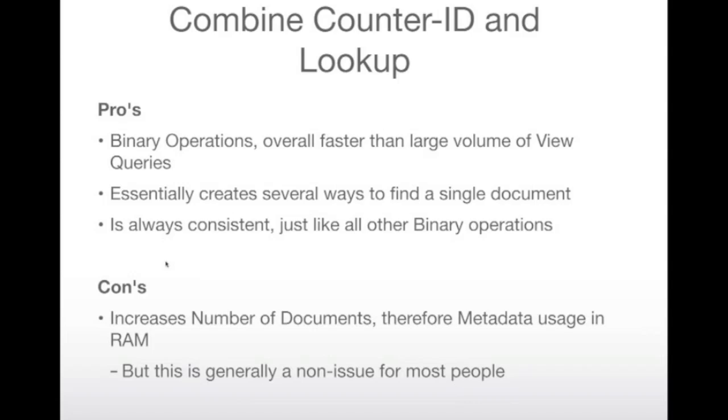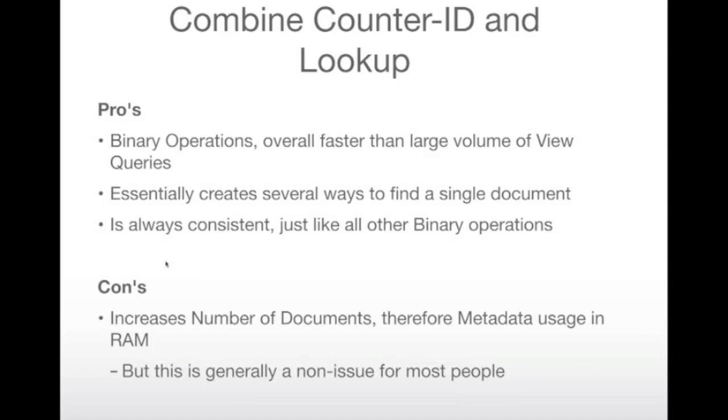So the pros of this is that you can use only binary operations, sub-millisecond, and overall it's much faster than having a huge volume of view queries. Because there's over-the-wire binary operations, these things are super fast. You also get around the view index problem because you actually have different ways to get to a document, and I think that's also very useful. It's always consistent. The binary operations are consistent. Couchbase is a consistent database. You can read your own writes, so it's always consistent when you use the key-value patterns.